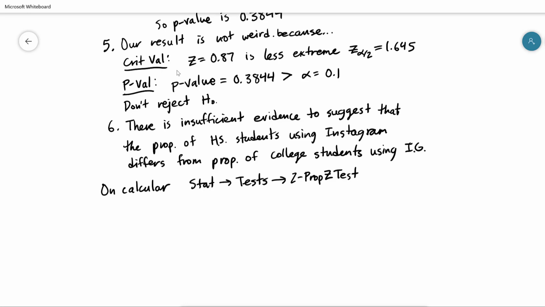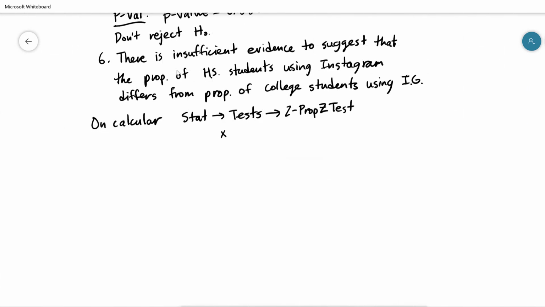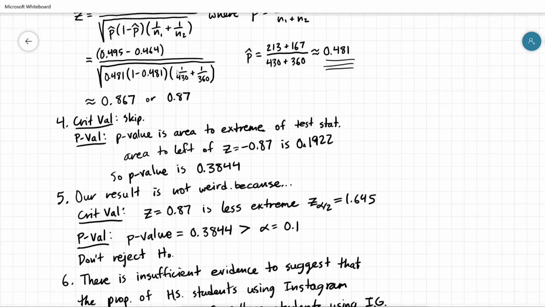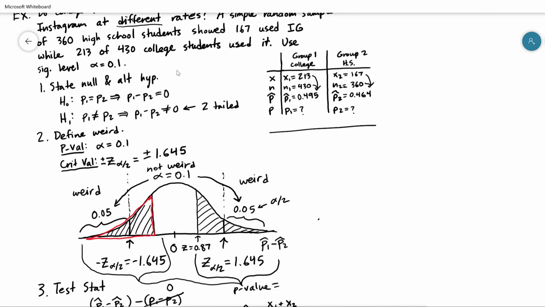It may be different on yours. It'll ask for the following. It'll ask for x1, n1, x2, n2, and then it'll ask for the form of the alternate hypothesis. So it says P1. In our case, we know that's going to be not equal to P2. And we just need to go in and use the values that we used in our table up here. So just use all of these values from the table.